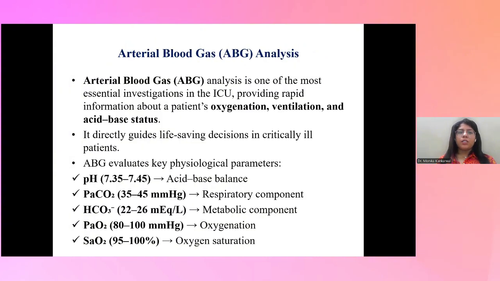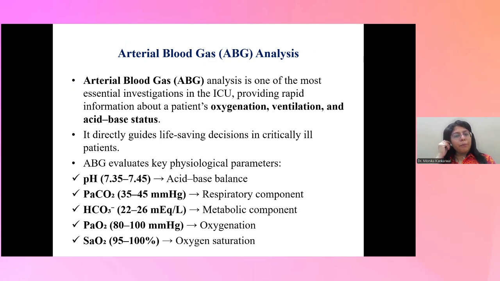So let's target first the arterial blood gas analysis, which is the ABG analysis. As you know, ABG analysis is one of the most essential investigations in ICU, and it provides rapid information about the patient's oxygenation, ventilation, and acid-base status. So it directly guides what decision we have to take in saving the life of the critically ill patient.